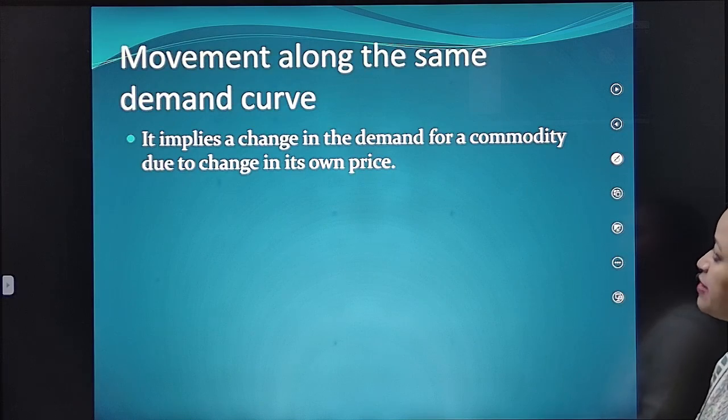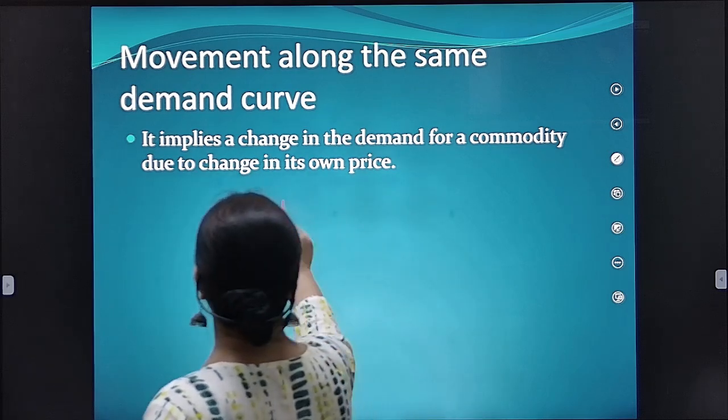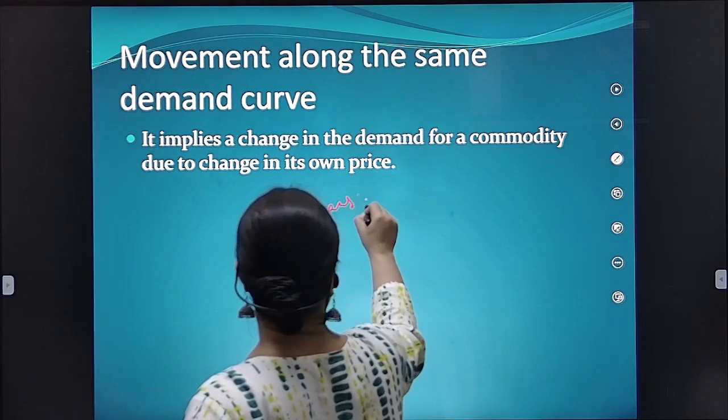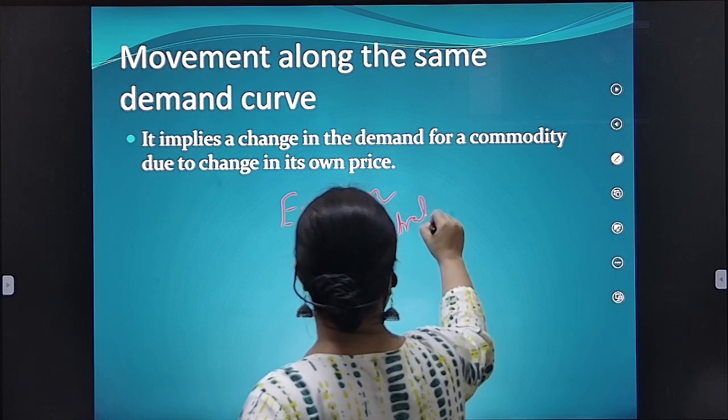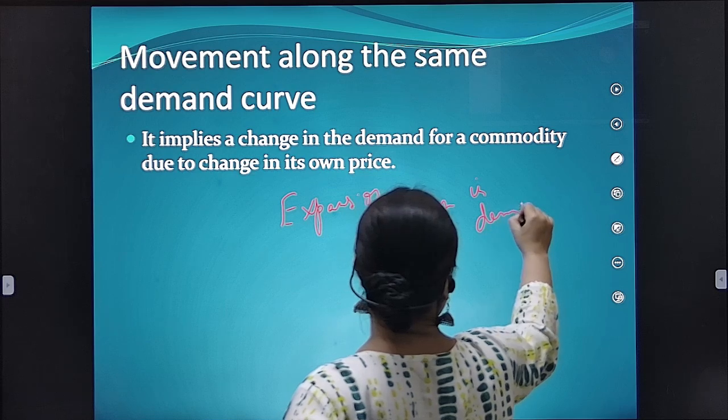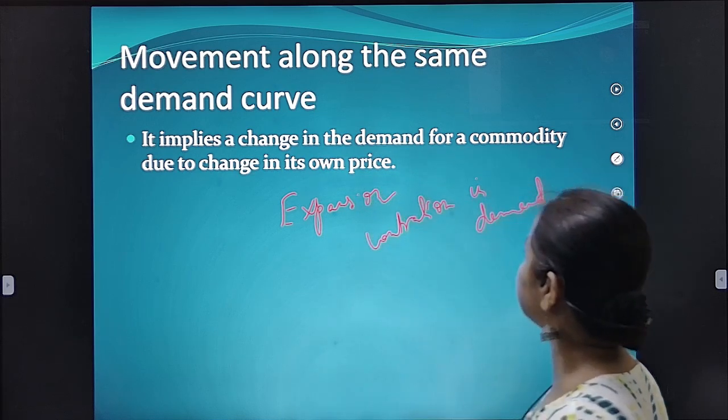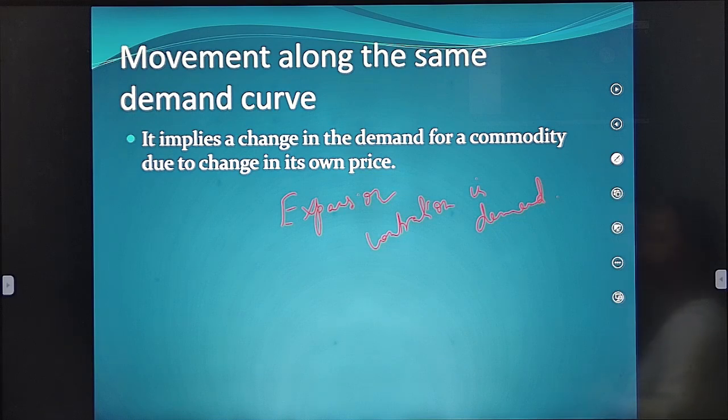And movement along the same demand curve. Here we have expansion in demand and contraction in demand all about. So it implies a change in the demand for a commodity due to change in its own price. Clear? It's clear to everyone now? Change in demand, it's clear to everyone. So one is expansion, another one is contraction. उसमें क्या होता है आपके प्राइस के वजह से या अलग फैक्टर्स के वजह से? प्राइस के वजह से. Okay. Or increase and decrease in demand, that is due to? Okay. Fine.